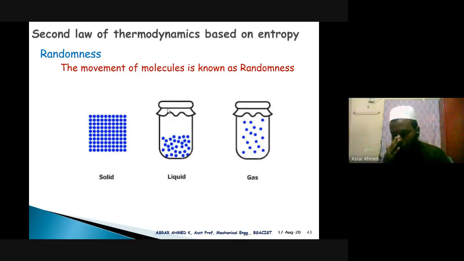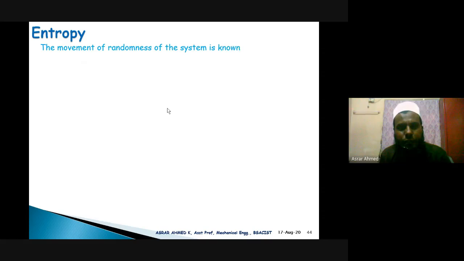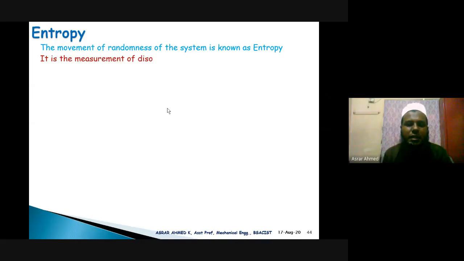Now if we have understood what randomness is, then we can easily understand what entropy is. Entropy is the measure of randomness of the system. If the randomness is very high, entropy is very high. If randomness is very low, entropy is very low. In other words, it is the measurement of disorder of the system.